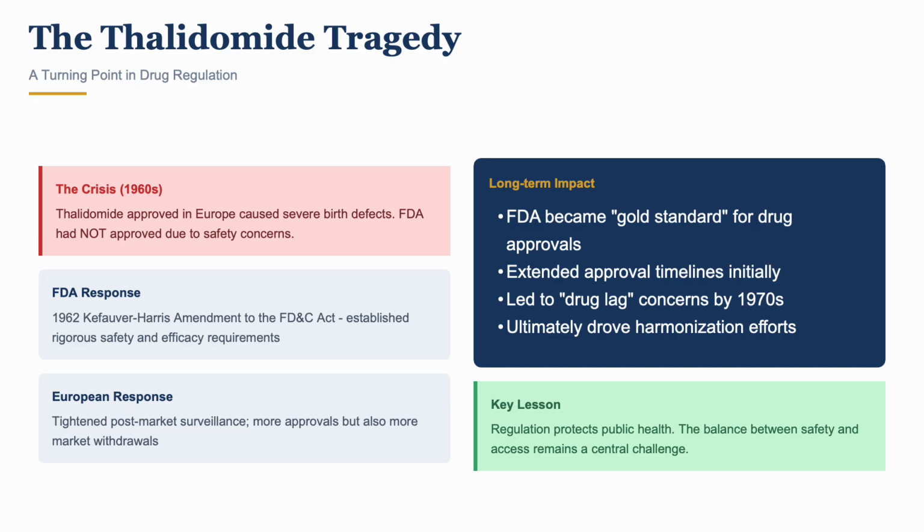In the early 1960s, thalidomide was approved and marketed in several European countries as a sedative and treatment for morning sickness. It caused severe birth defects in thousands of children, a disaster that could have been prevented with more rigorous safety testing. Critically, the FDA had not approved thalidomide in the United States.